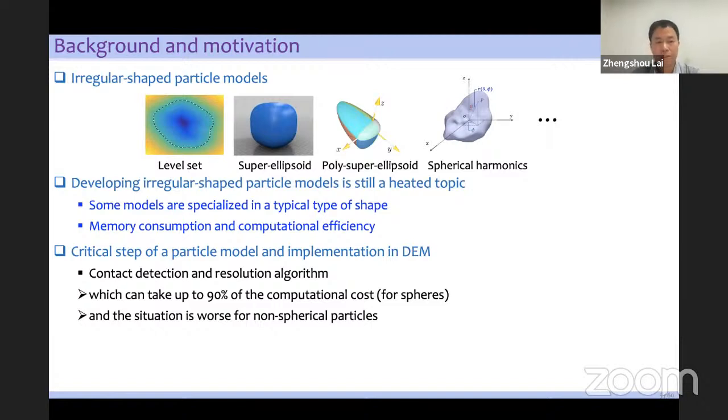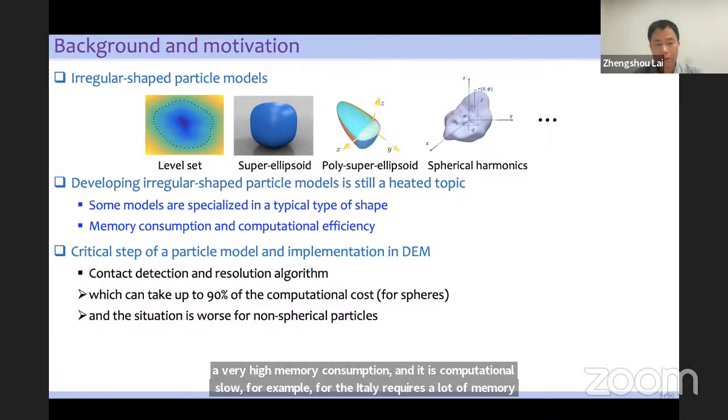But the development of irregular-shape particle models is still a heated topic, because some of the models are specialized in modeling a particular type of particle. For example, the superellipsoid is more applicable to round particles. Also, some particle models may have very high memory consumption and are computationally slow. For example, the level set requires a lot of memory to store the level set values of a particle.